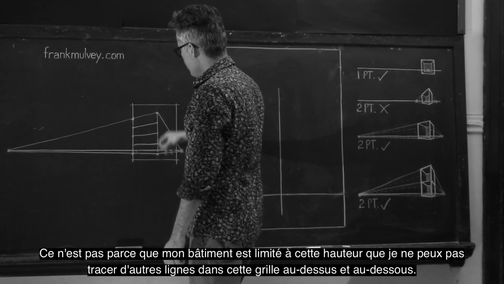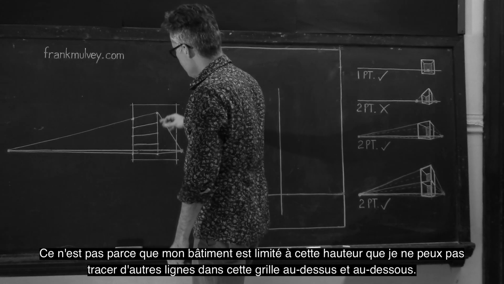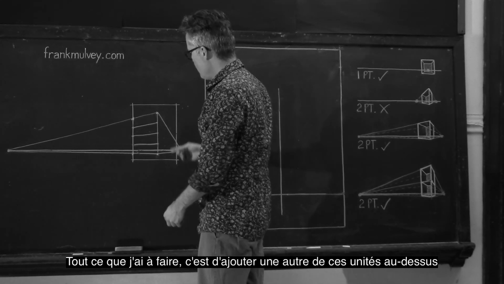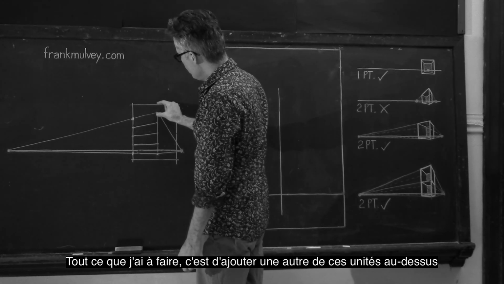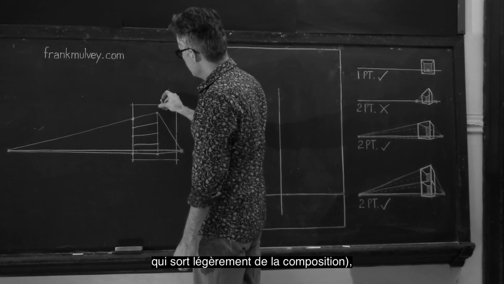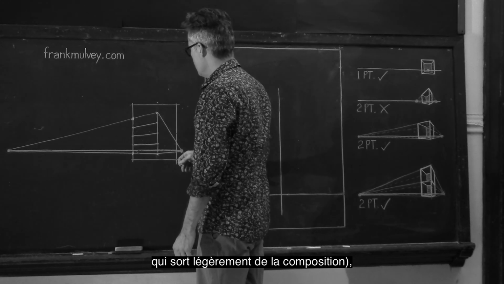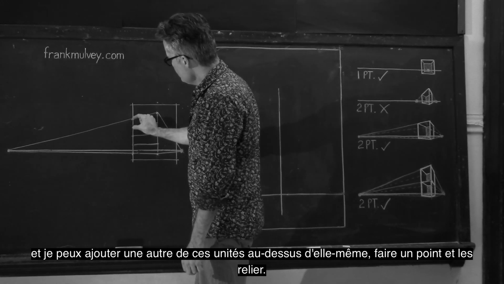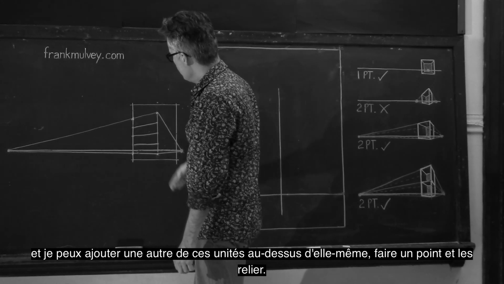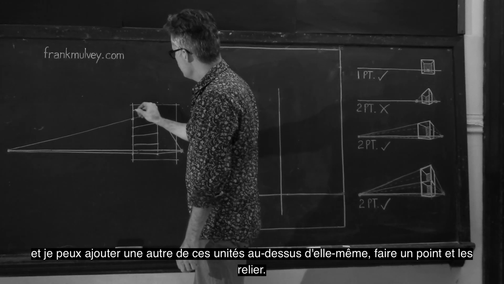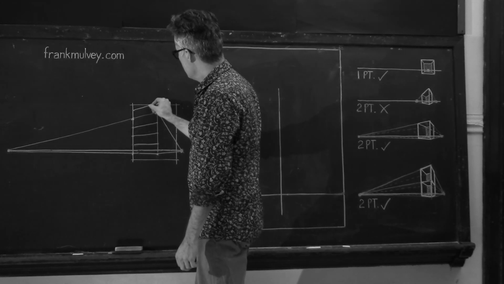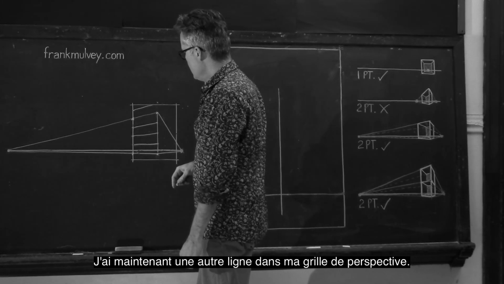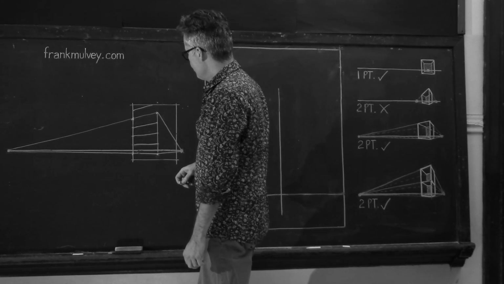Now, just because my building is limited to this height, it doesn't mean that I can't draw more elements of that grid above and below. All I have to do is add another one of those units above, which in this case goes slightly out of the composition on this portion of the drawing. And I can add another one of these units above itself and make a dot and connect those and stop because I'm at the edge of my composition, but voila, I have another element in my perspective grid.